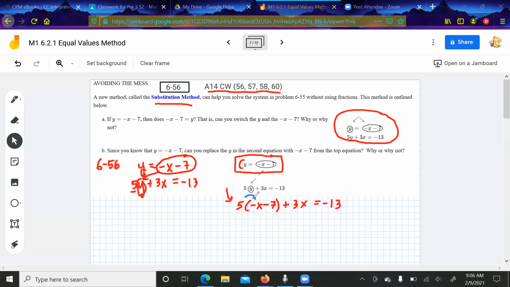So we're just going to multiply out, distribute here, the 5 here. 5 times this is going to be negative 5x minus 35 plus 3x equals negative 13. There we go.